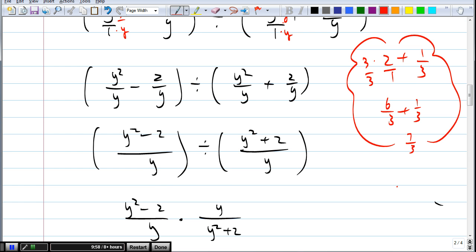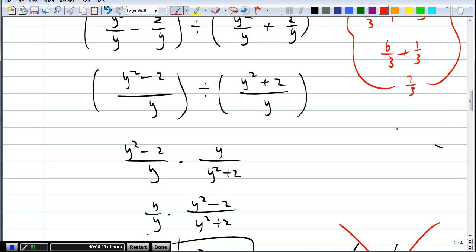Is y a factor of the whole numerator? Is y a factor of the whole denominator? In other words, can I rewrite it this way? Y over y times y squared minus 2 over y squared plus 2. Right? What's y over y, guys? 1.